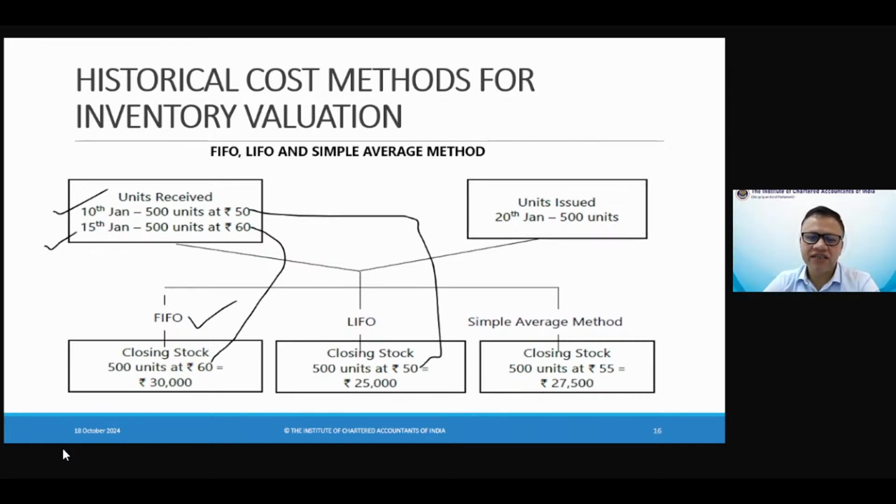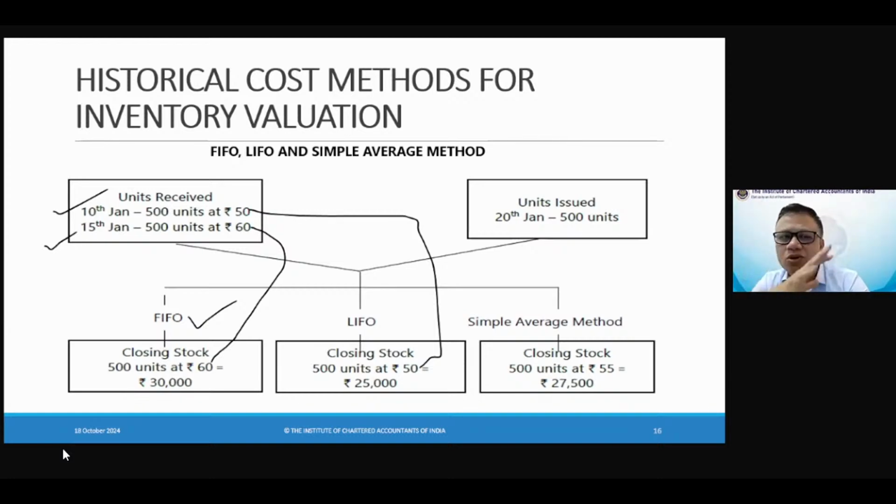But if we see the LIFO method, it is just the reverse, because the last in is first out. The 500 units at 60 rupees on 15th January have gone out of the premises, but the 10th January units are still in the closing stock. So 500 units at 50 rupees, 25,000. So you see, FIFO closing stock is 30,000. In LIFO, the closing stock has decreased to 25,000.